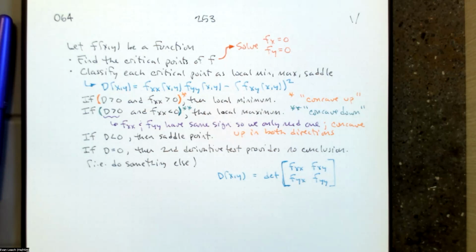That's where we're only checking half of it. Looking at the value of d, that's telling us both of them. If d is ending up positive, fxx and fyy must have the same sign. That's why I'll need to look at only one of them. If d is positive and fxx is positive, that must mean that fyy is positive as well. So really what we're thinking of is concave up in the x direction and concave up in the y direction. That means we're going to have a local minimum.